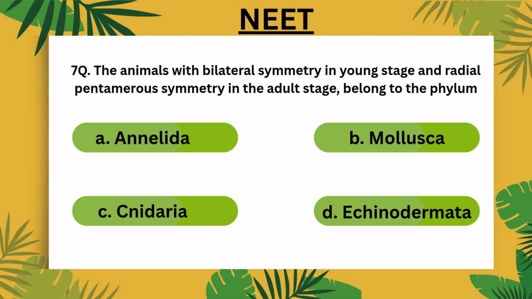Seventh question. The animals with bilateral symmetry in young stage and radial pentamerous symmetry in the adult stage belong to the phylum A. Annelida. B. Mollusca. C. Cnidaria. D. Echinodermata.